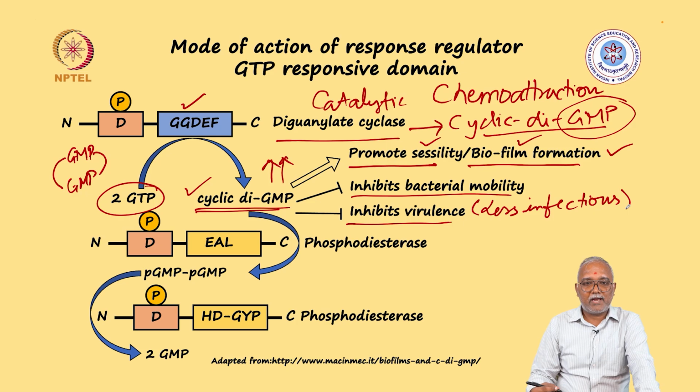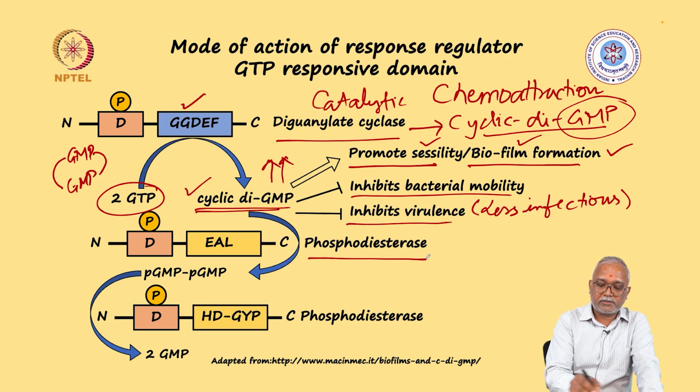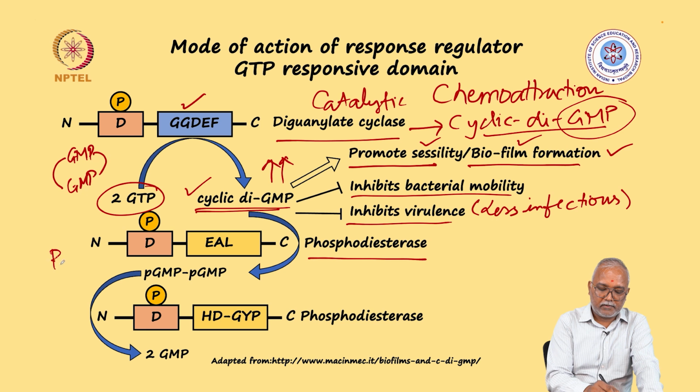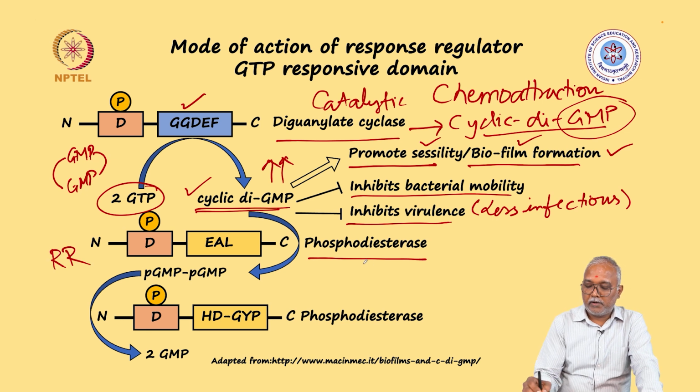So you can understand that bacteria may not prefer this situation to be less infectious. That's where it will need a dynamic regulation on the levels of cyclic di-GMP, and this is where another set of enzymes, which are called phosphodiesterases, come into the picture. So you can think of one response regulator which catalyzes the formation of cyclic di-GMP, and the other response regulator which breaks down this cyclic di-GMP.